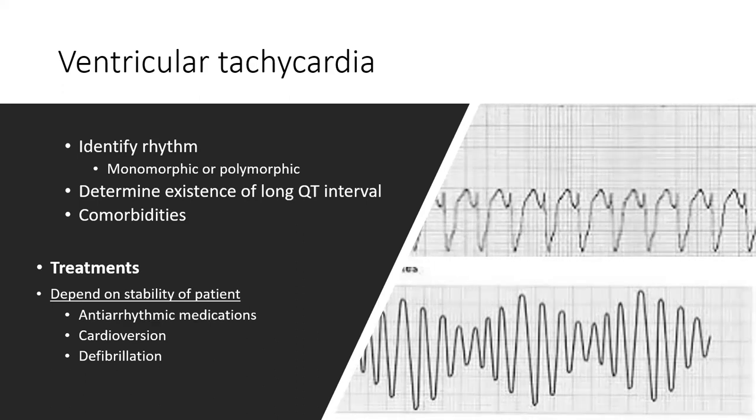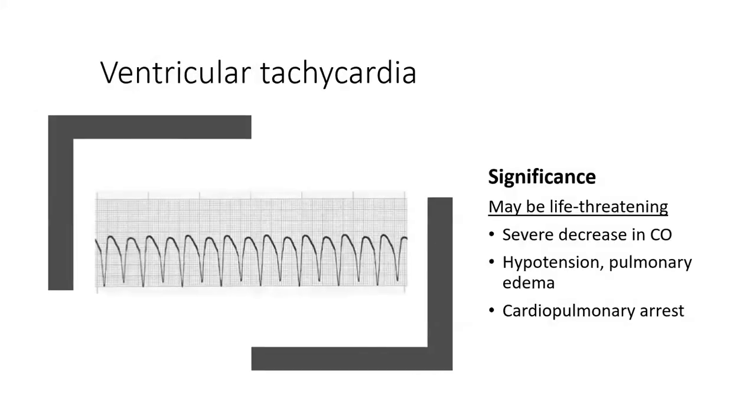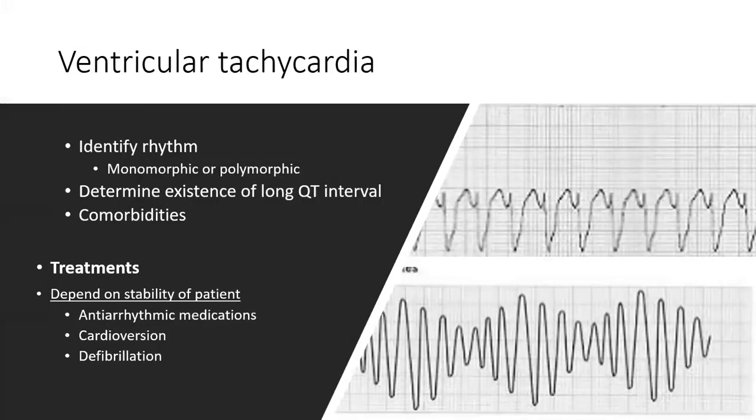Monomorphic VT QRS complexes are the same in shape and direction. They all look very similar, so it's basically this one here. They all look exactly the same. Then you've got polymorphic, where QRS complexes gradually change back and forth from one shape, size, and direction to another over a series of beats. This is where you get your torsades de pointes.